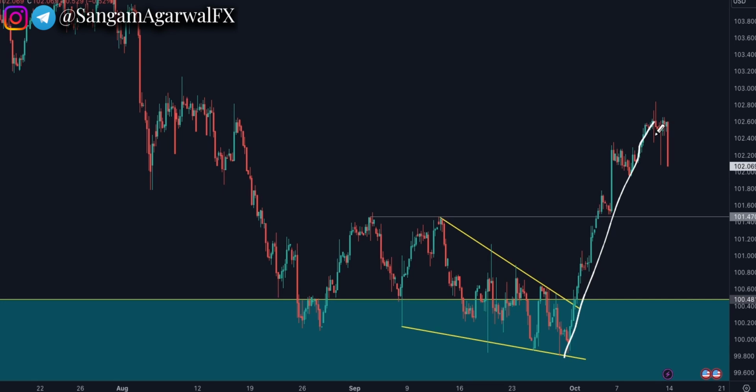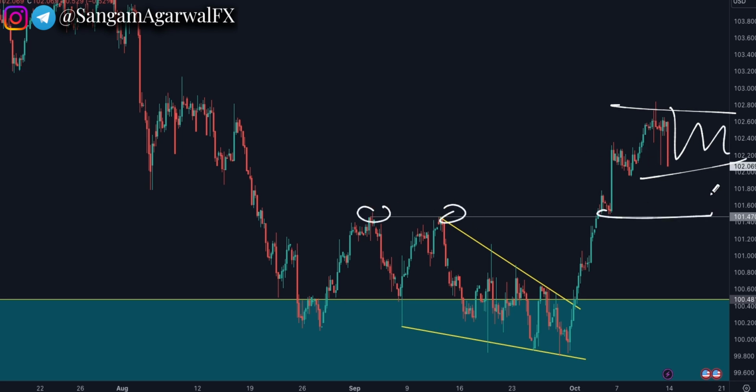And if it is a correction after the vertical line, let's see what type of correction it makes: a sideways range, a triangle chart pattern, or a sharp correction, a retest of support. But you can see the correction began in the last 5 days.